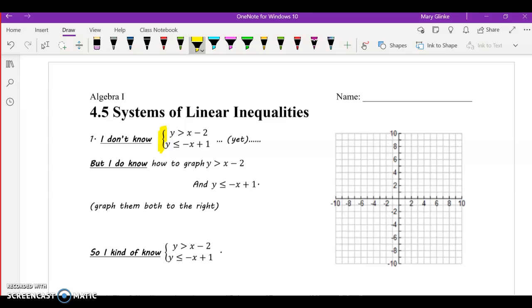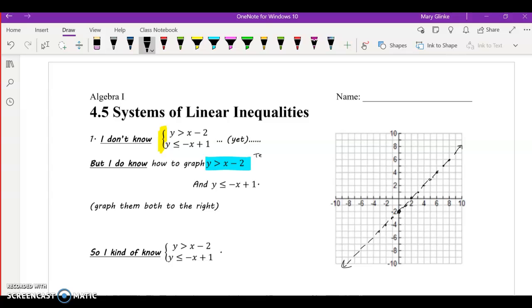But based off of what we did previously, we know how to graph this first one. So we're going to go ahead and do that. So our y-intercept is -2 and our slope is 1. And we're going to go ahead and graph a dashed line because this is not equal to. And then we're also going to be doing shading.